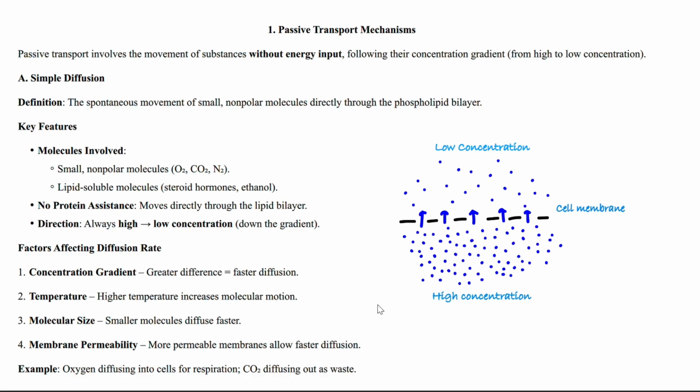Which direction do they move? Always from high to low concentration, or what we call down the concentration gradient. But what controls how fast this happens? Several factors influence the rate of diffusion. First, concentration gradient. The steeper the gradient, the faster the diffusion. Next, temperature. Warmer conditions speed up the molecular movement. Molecular size. Smaller molecules move more quickly. Membrane permeability. A more permeable membrane allows faster movement.